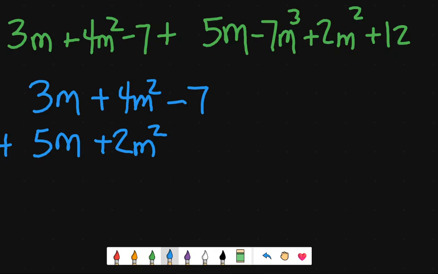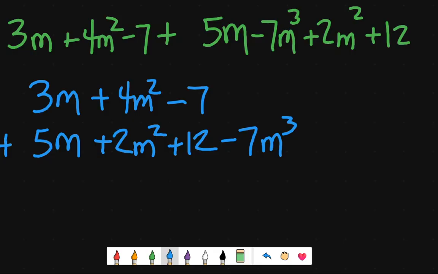And we have a minus 7 here. What term is like the constant? Constants are the numbers without variables next to them. What term is like the constant minus 7? If you said plus 12, it's the only other term that doesn't have a variable next to it, then that would be correct. Now we have one additional term here, which is the 7m to the third power.